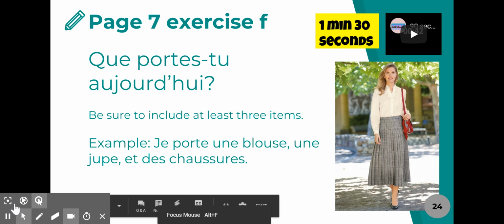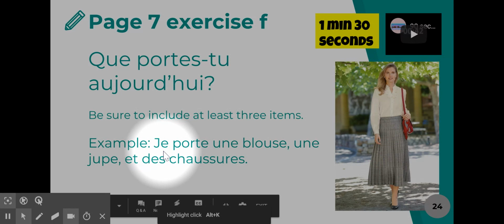Let me see if I can do my cool highlight click. No. Cool. I found my cool button.